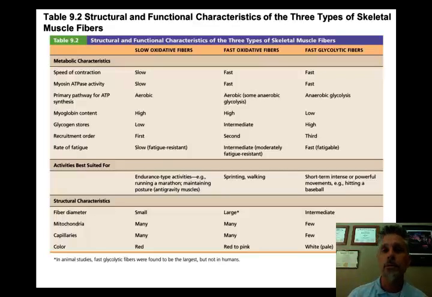Table 9.2 does a good job of showing you all the characteristics of these different fiber types. You definitely should know these different fiber types. What does it mean in terms of slow or fast? What does it mean in terms of oxidative or glycolytic, etc.? And what are they going to be used for?